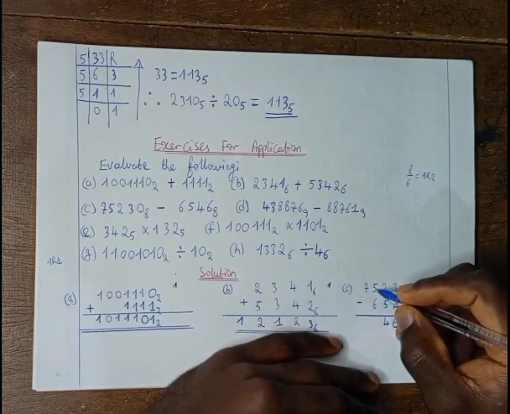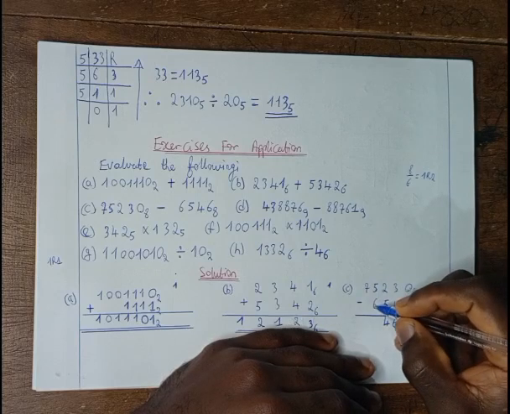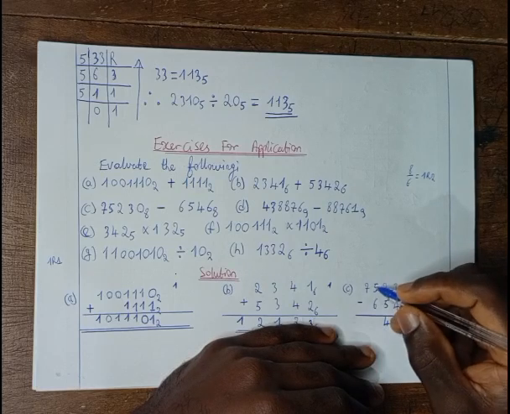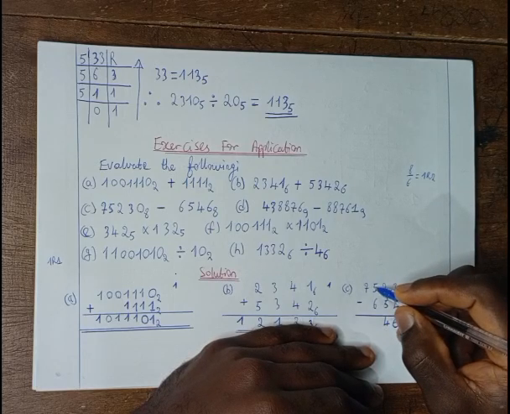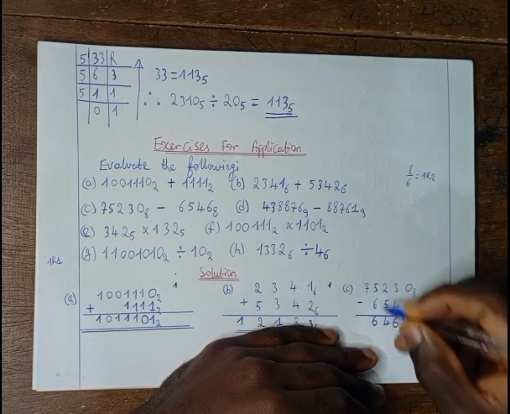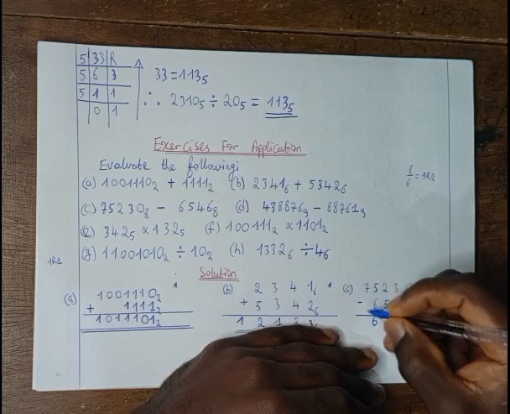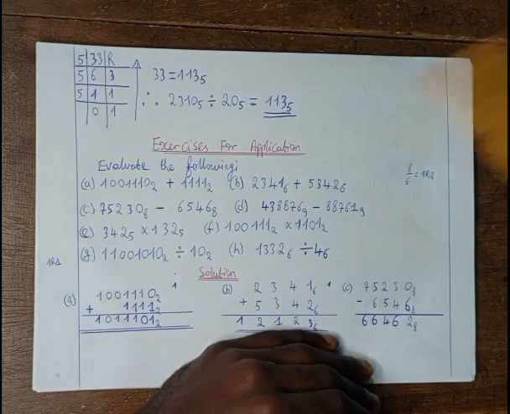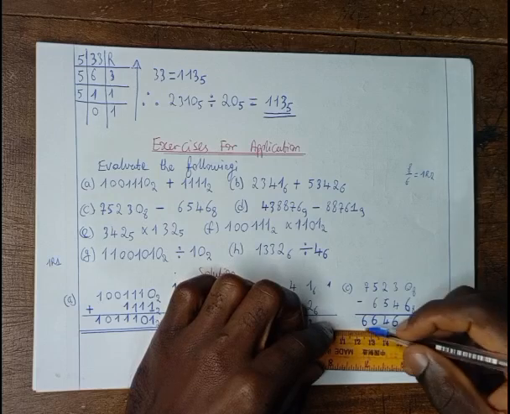Here we are left with 4. 4 is less than 6, so we are going to move to a higher place value. We take a 1, which represents the number 8. 8 plus 4 gives us 12. 12 minus 6 gives us 6. Here we are left with 6. 6 minus nothing remains 6. We underline the answer.